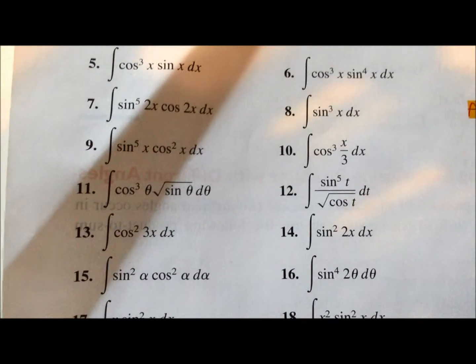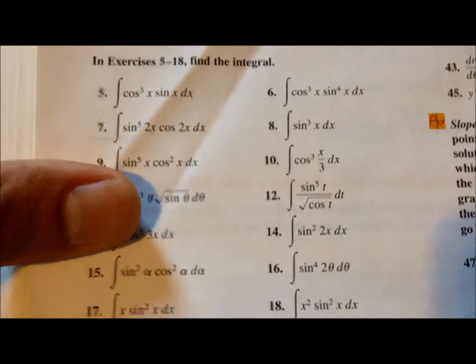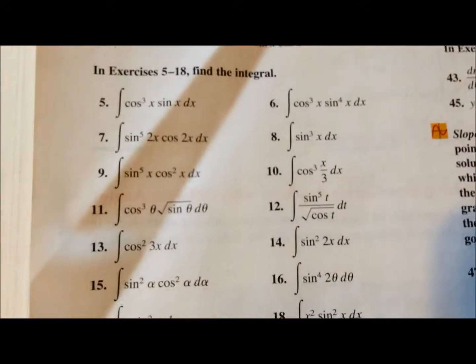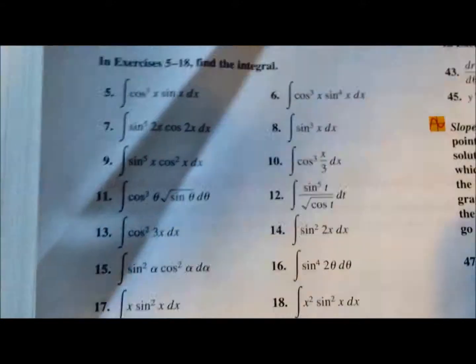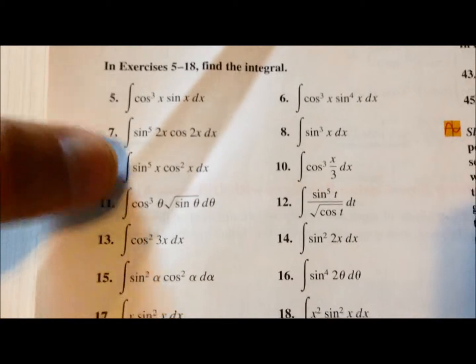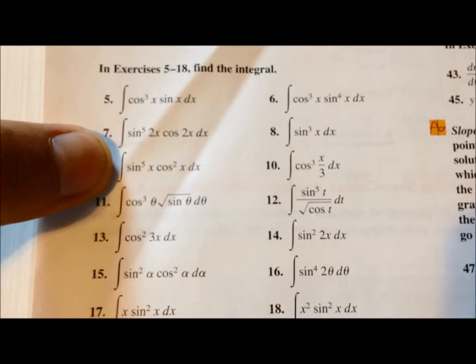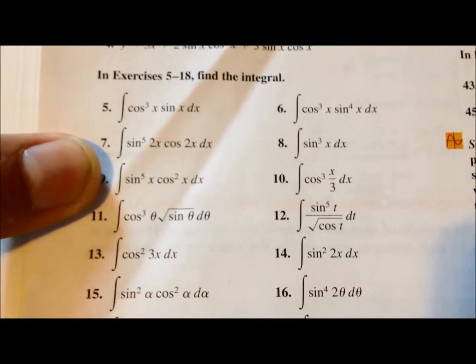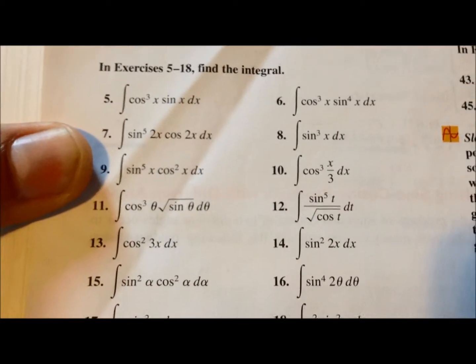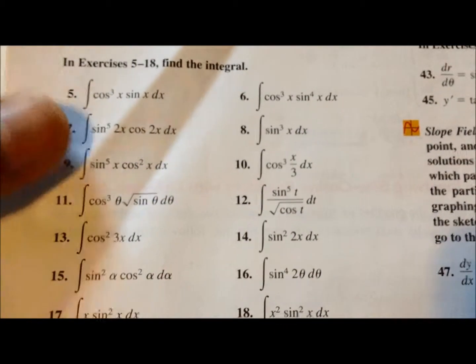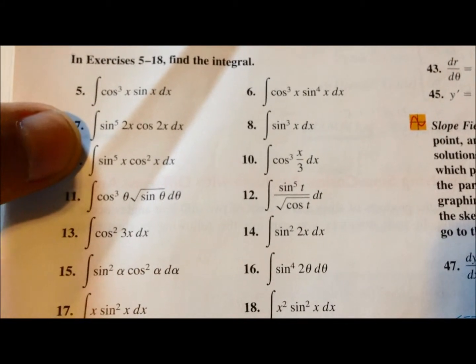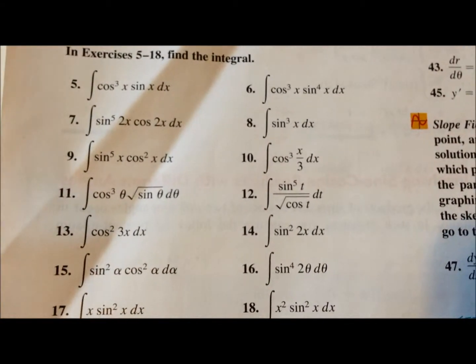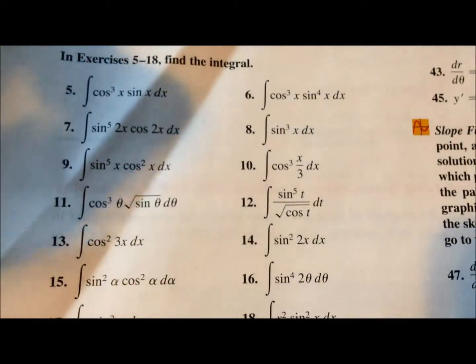But if you look at problems like number 9, both sine and cosine x are to a power. These are the problems I'm talking about. This is where you would use the identity cosine x squared plus sine x squared equals 1. Whenever you have a sine that's odd and positive, you want to convert them all to cosine.